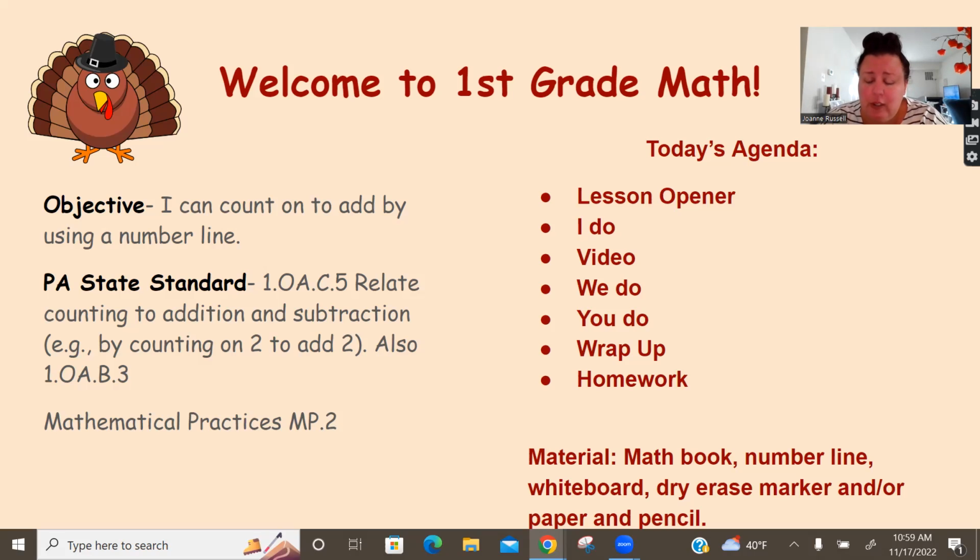As you see, the materials that you need for the lesson today are your math workbook, your number line, your whiteboard, your dry erase marker, or you could use a paper and pencil, or you could do it in the book, whichever is easier for you.